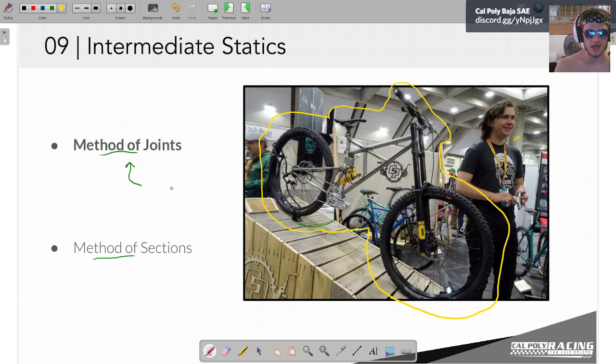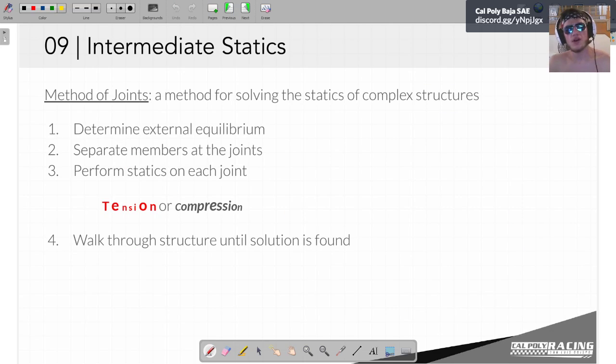So we know what it's for. We know you can use them together. So how do you actually do the method of joints? There are 4 general steps to the method of joints. These are going to be pretty similar for the method of sections and method of joints, but you can think of it like solving a whole bunch of statics problems one after the other. So first thing we need to do is determine the external equilibrium.